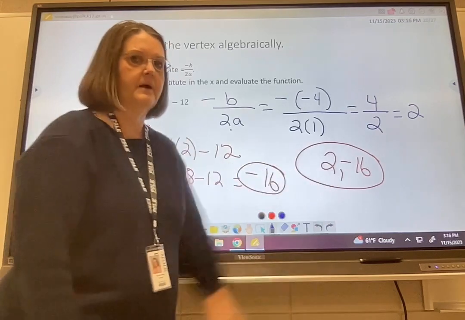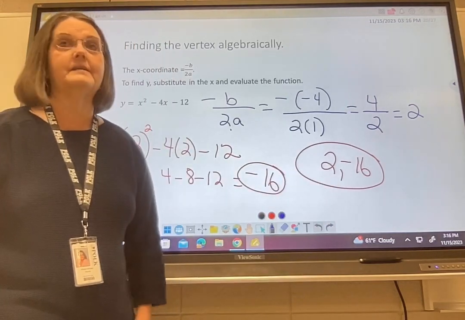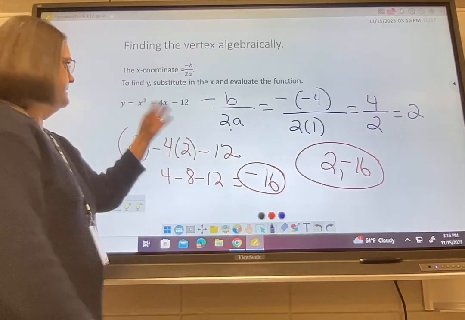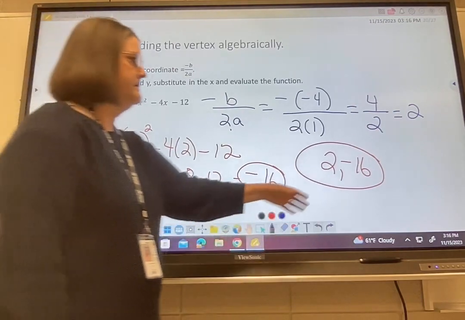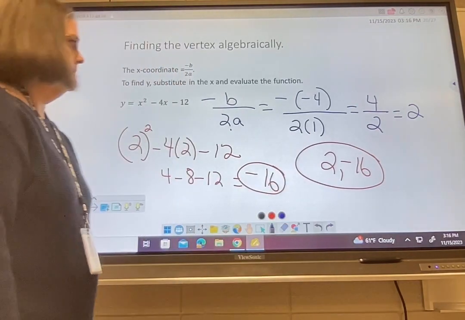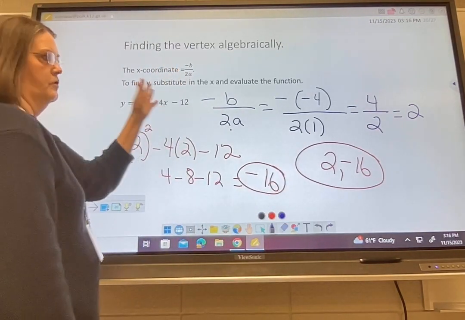That's how you do it algebraically. Remember, your calculator will do it. Desmos will do it. Go into Desmos and you'll be able to easily see what your vertex is. So, but this is just a third method.